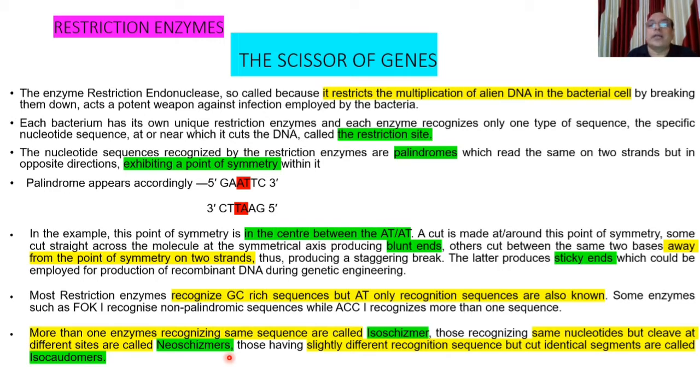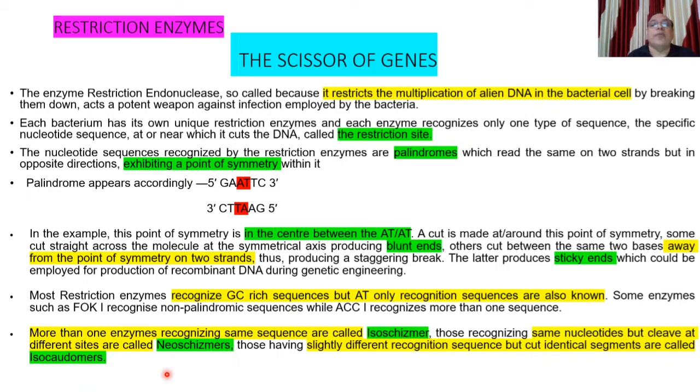That is, they cut the DNA in a different way. Each of them will cut the DNA in a different way. So although they have the same recognition sequence, the result will differ. So they are called neoschizomers, and those having slightly different recognition sequences but identical cut segments are called isocaudomers.